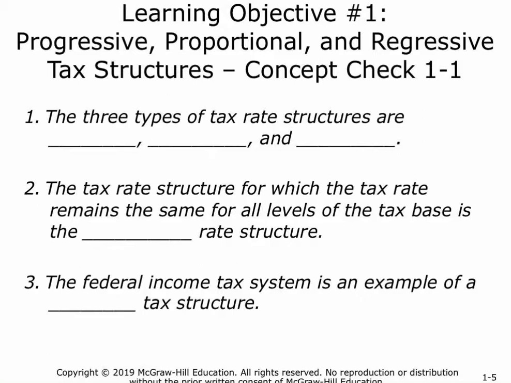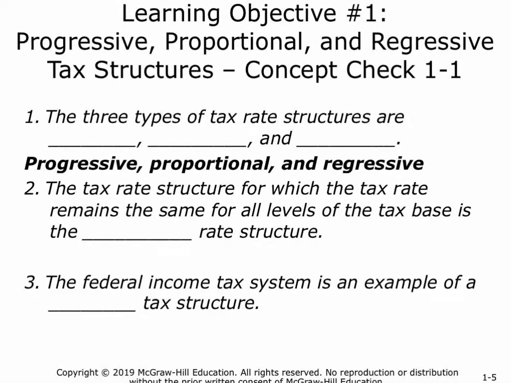So looking at a concept check here, the first asks the three types of tax rate structures, and those are going to be the progressive, proportional, and regressive tax structures. The second concept check asks the tax rate structure for which the tax rate remains the same for all levels of the tax base, and that's going to be the proportional rate structure. And the third is the federal income tax as an example of, and that's going to be the progressive tax structure.